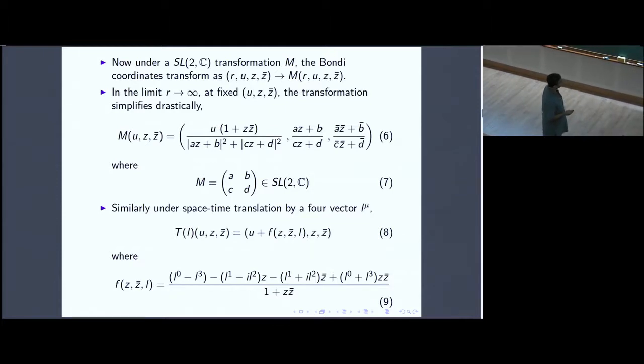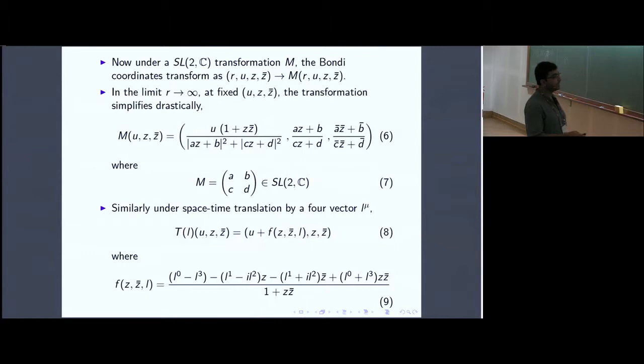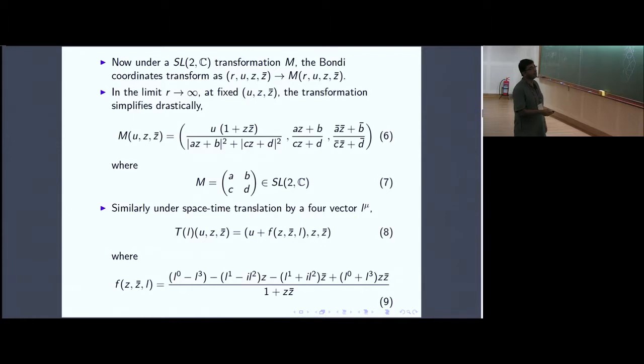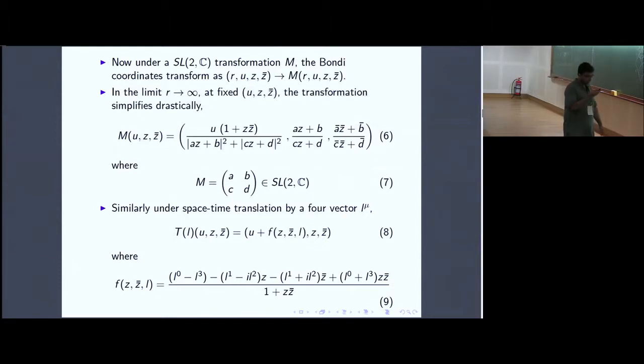For example, one of the important transformations is just the transformation of the time, the time translation. So if you set L1 equals L2 equals L3 equals 0, then what we get is that f(Z, Z bar, L) is just a constant, because you have L0 from here. So the time translation in the bulk just adds that same constant term to U. So U actually behaves like the time. So yeah, these are the two essential things.